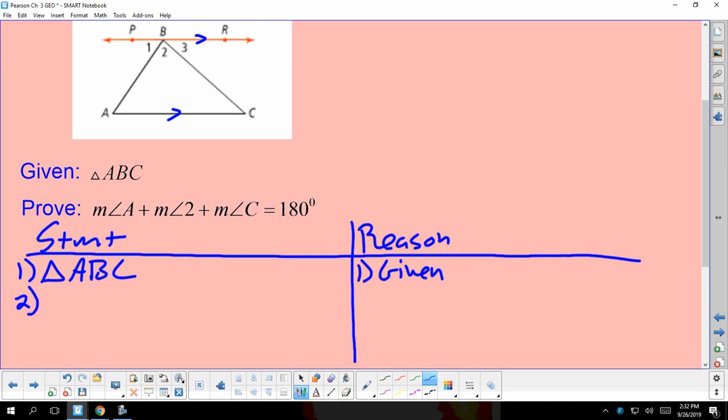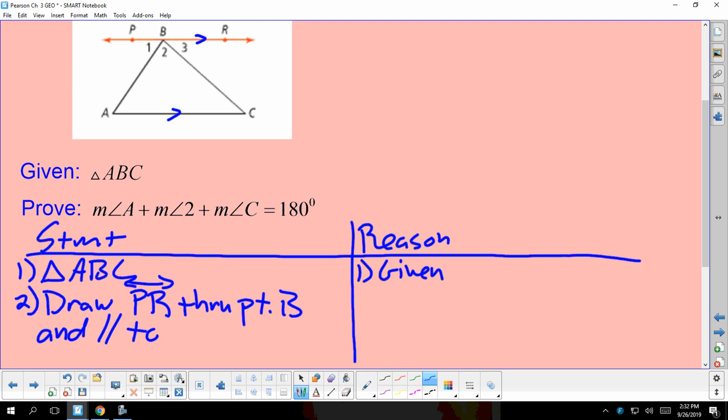So I can go ahead and say draw line PR through point B and parallel to side AC. We called that our parallel postulate. And something obvious, given.